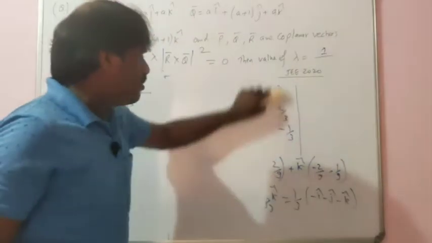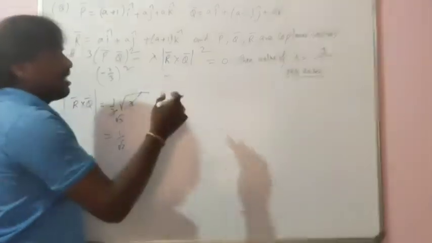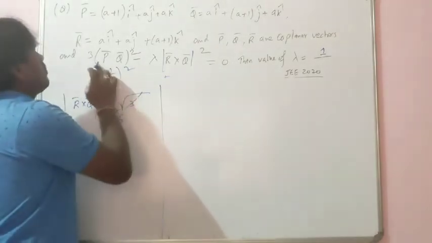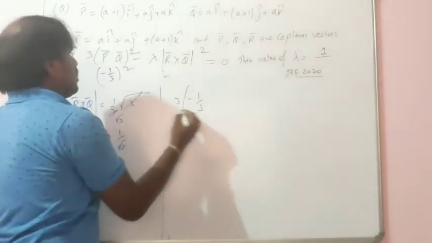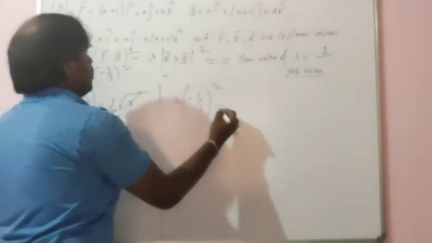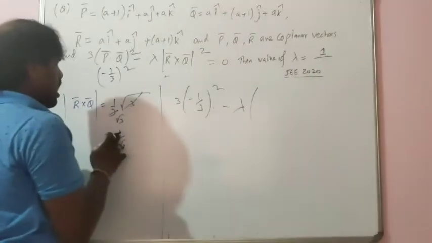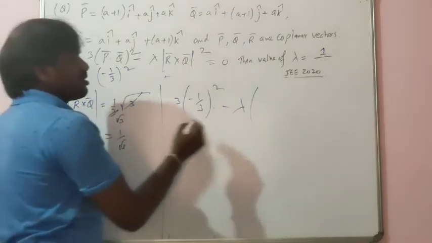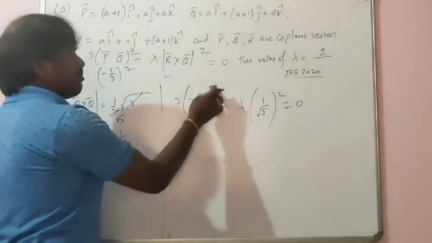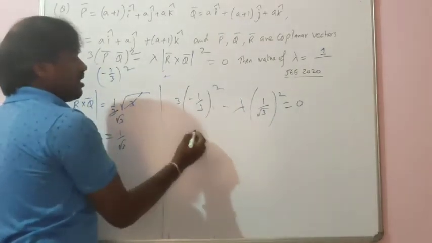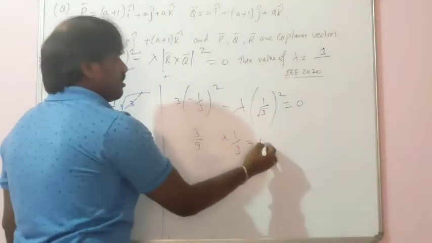Let us find the lambda value now. This question was asked in JEE 2020, 9th September, 9th shift. 3 into p dot q value, which I got as minus 1 by 3, whole square, minus lambda times r dot q, whole square, this is 1 by root 3 whole square, is equal to 0. So minus 1 square is 1, and I am going to get 3 by 9, minus lambda times 1 by 3 is equal to 0.